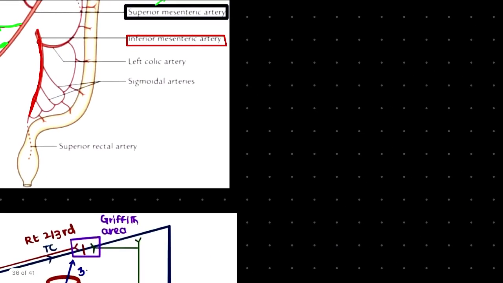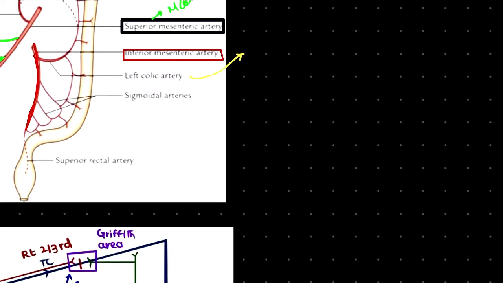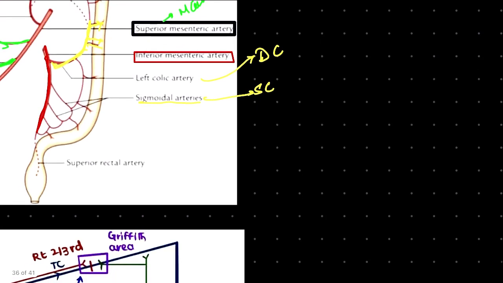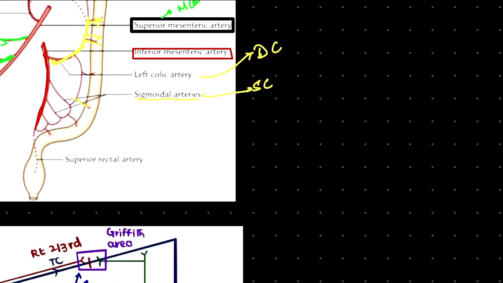Talking about the different arteries, right here we have the left colic artery. What is this left colic artery doing? It is supplying the descending colon, right? You can see right here that the left colic artery has different branches that are supplying the descending colon. What about the sigmoidal artery? The sigmoidal artery is supplying simply the sigmoid colon, right? You can see right here, these have different branches that are supplying our sigmoid colon.